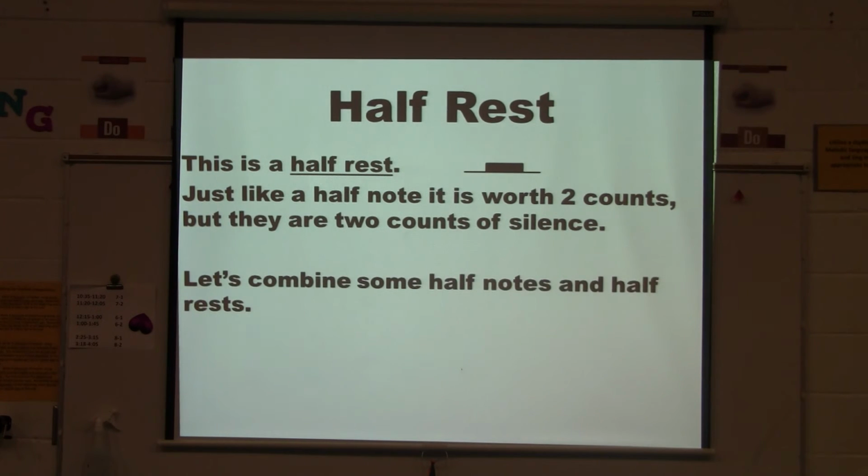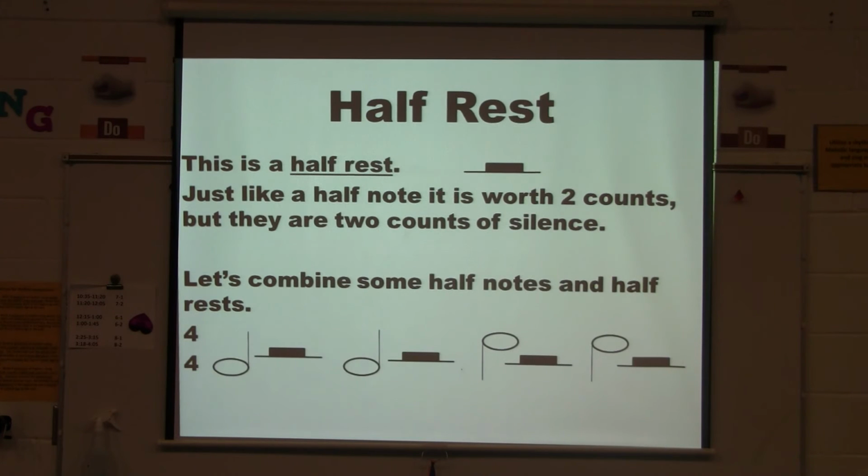So let's combine some half notes and half rests. All right, we've got them there, some up stems, some down stems, up stems, down stems, and some rests put in our bar lines and our double bar line at the end. All right, here we go. 1, 2, pat your leg, 3, and let's begin.